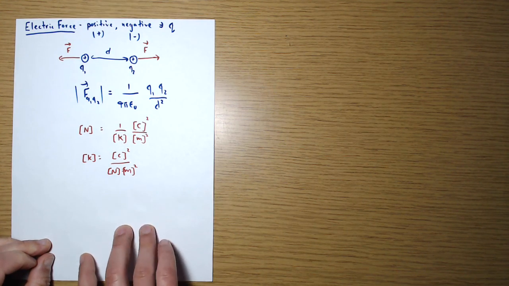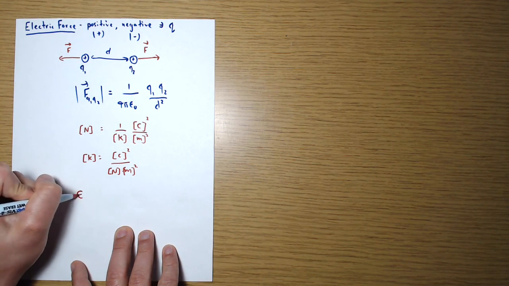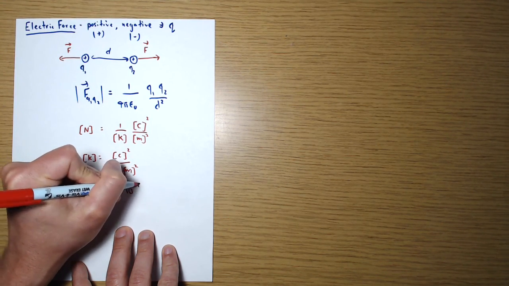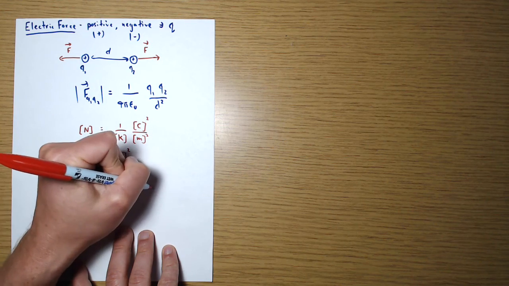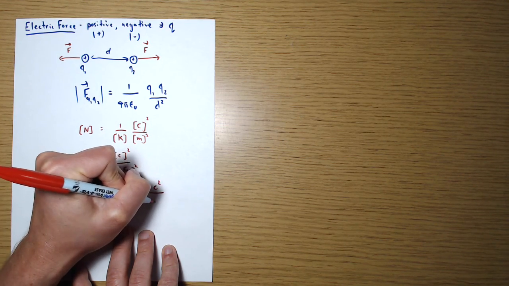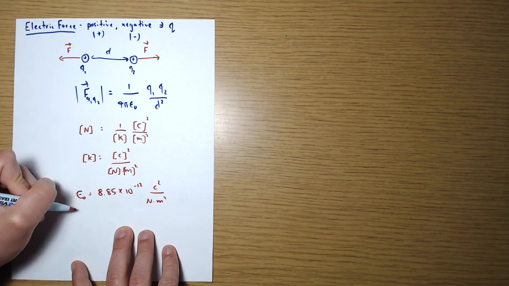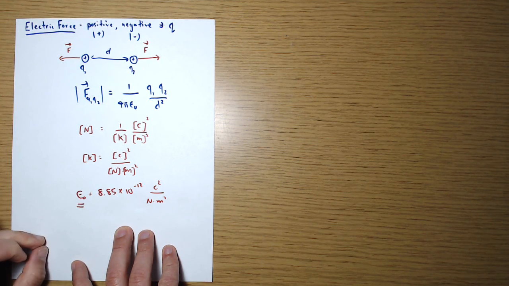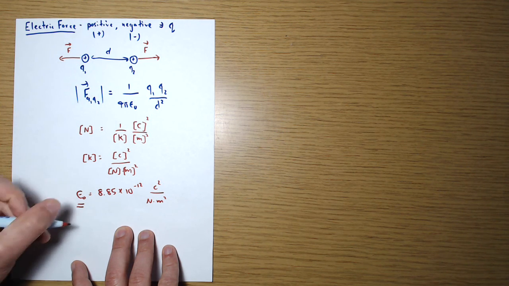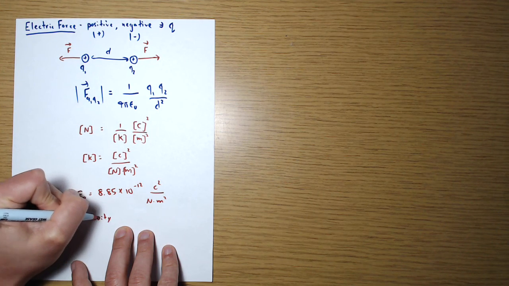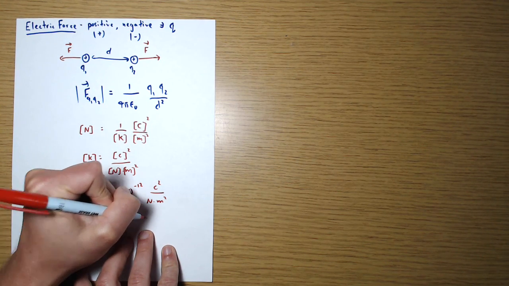Okay, so again, those are the units of the constant, and this epsilon naught is equal to 8.85 times 10 to the minus 12 Coulomb squared per Newton meter squared. This we call the permittivity of free space. And it's one of these fundamental constants of nature that determines the strength of the electric force.